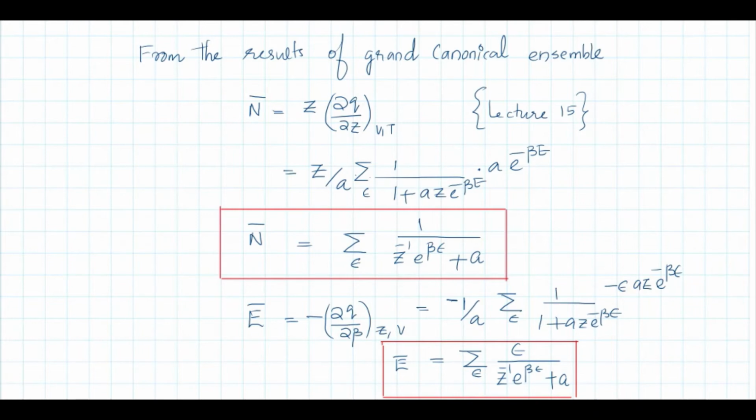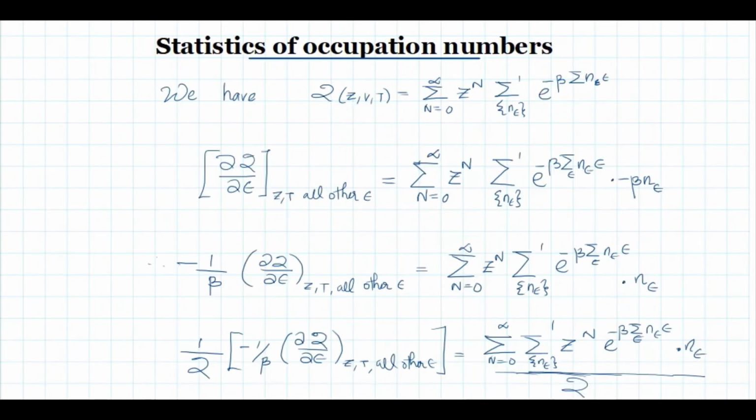Again a will cancel. This minus and this minus become plus. There is an epsilon in the numerator. A already cancelled. z e raised to minus beta epsilon will go to the denominator. That will make it z raised to minus 1 e raised to beta epsilon plus a. So the only difference between n bar and e bar is a factor of epsilon. This is the average number of particles and this is the average energy of a system in the grand canonical ensemble.